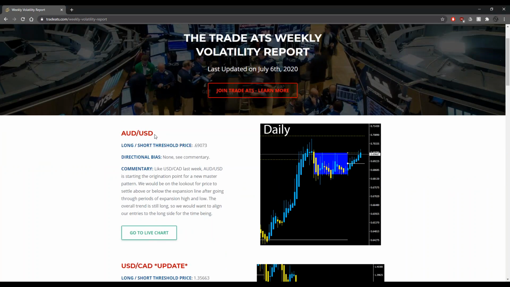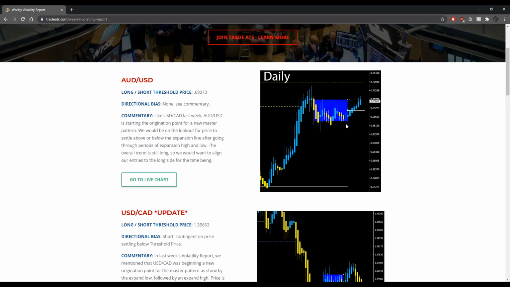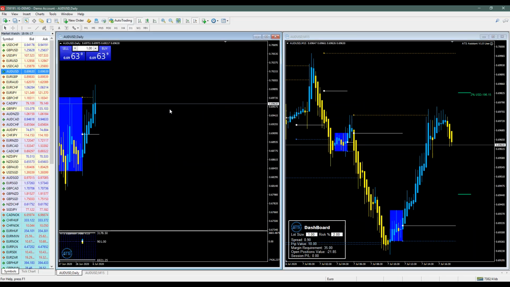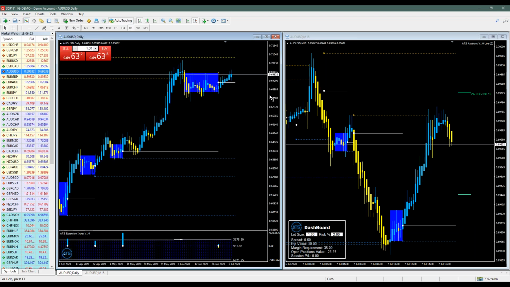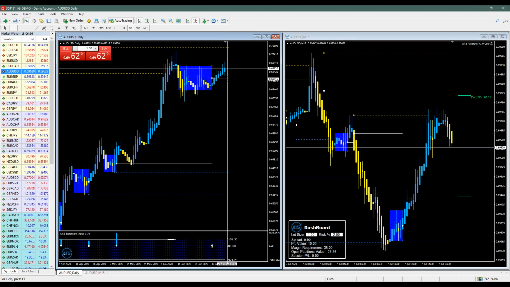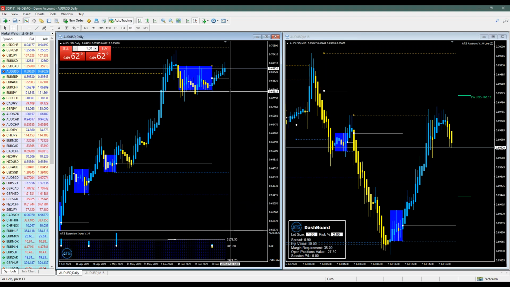So anyways, on the volatility report, we've got Aussie dollar, and we mentioned that it is starting up its own master pattern on the daily chart. So we'll go ahead and spend a second looking at that. Pretty straightforward. We had an expand low out of the box, now expand high, which lets us know that something's going on right here. So we want to see if price starts creeping down to the short side, gets under the expansion line, that we need to be on the lookout for an expand low to get through this level, through this price point right here, the prominent low.